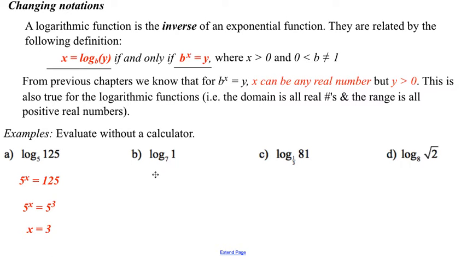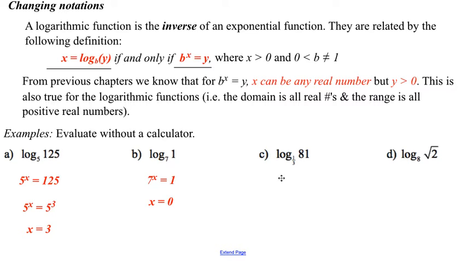Over on letter B, we can write 7 to the x equals 1. Well, how do we get a 1 out of a 7? What power of 7 gives us a 1? Well, that has to be a 0. Anything to the 0 power is 1, with the exception of 0. 0 to the 0 is undefined.